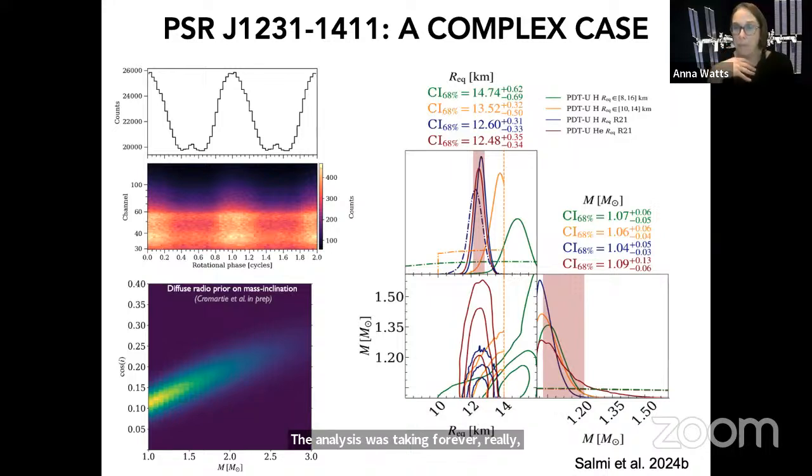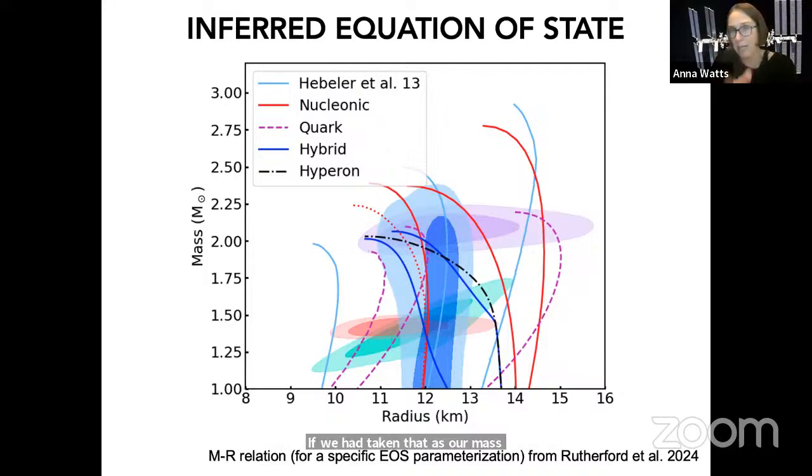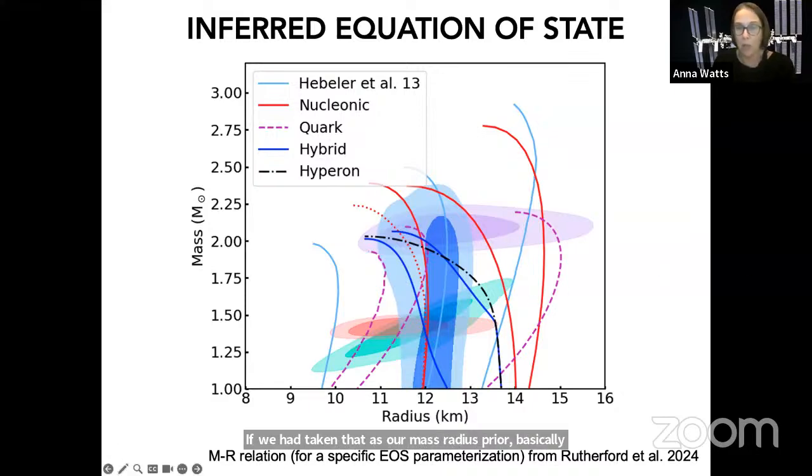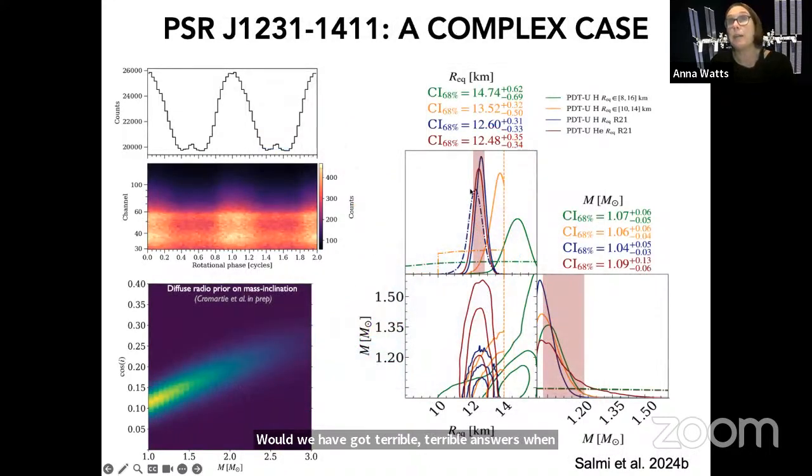So in the end, we said, okay, maybe this one's just difficult to model. So at the very least, can we tell if it's consistent with the others? We went to the other extreme and said, if we go back to this inferred equation of state that we have here, and had taken that as our mass radius prior, saying the radius has to be somewhere in this range, would we have got terrible answers when we tried to model this source? So we put in a radius prior, shown here by the dot dash line, and we ran our analysis, and we can get something that looks quite like the data without a problem. Okay, so it is not inconsistent with that, which is great news.